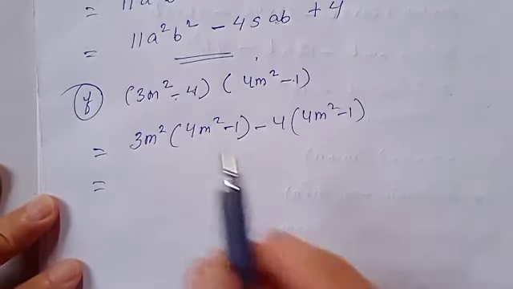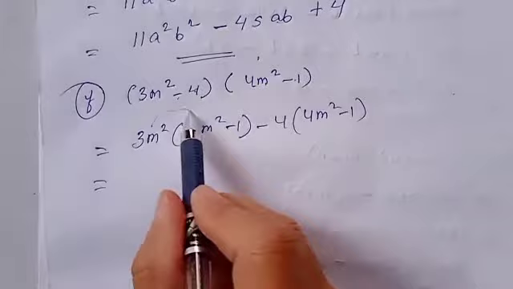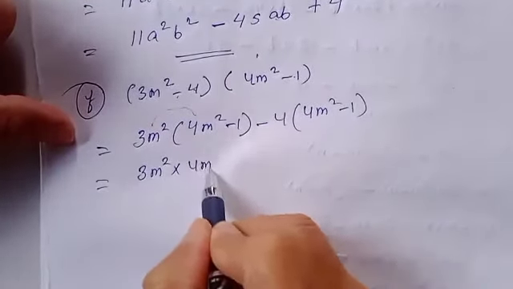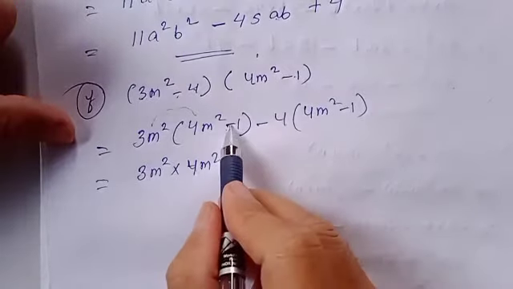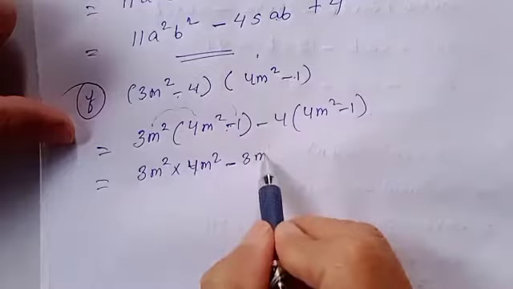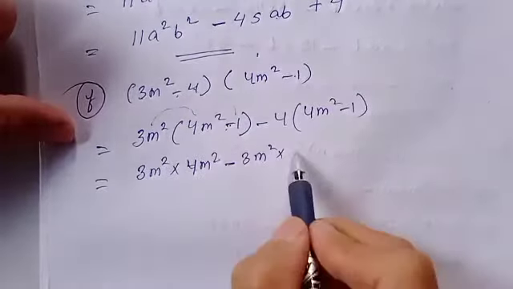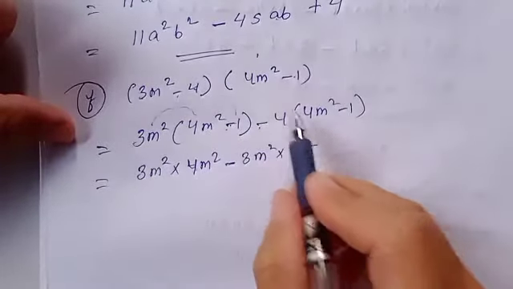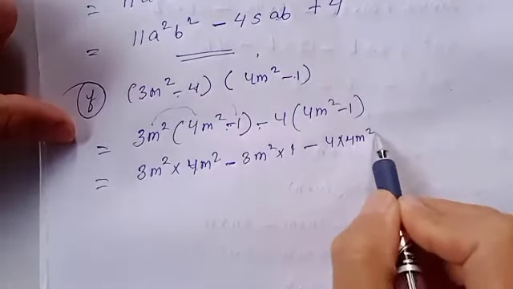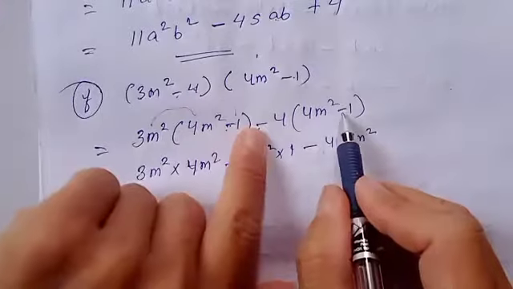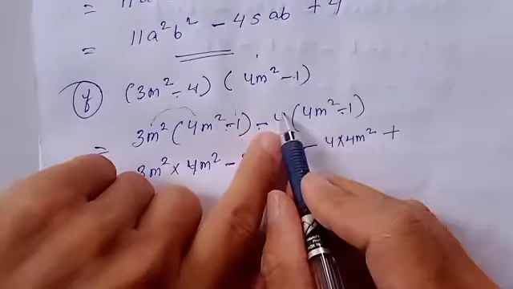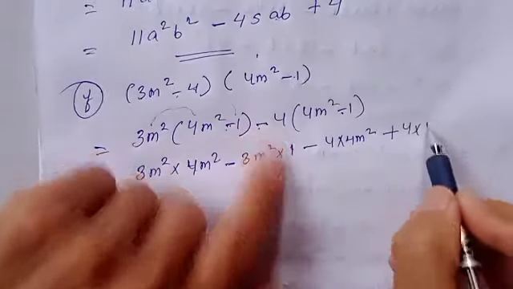Okay, and now let's open this bracket. 3m square into 4m square, 3m square into 4m square. Now minus again 3m square into 1, 3m square into 1, minus again 4 into 4m square, 4 into 4m square. What about sign? We have to refer this to sign. Minus into minus is plus, again 4 into 1, 4 into 1.